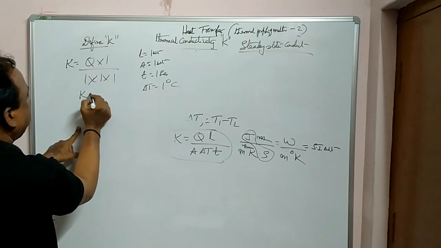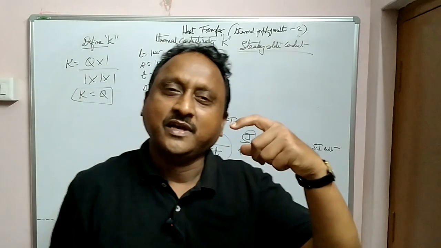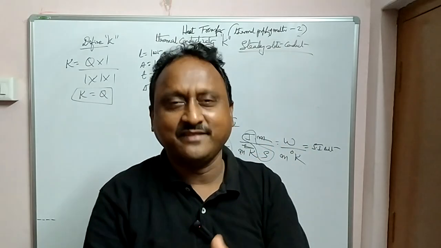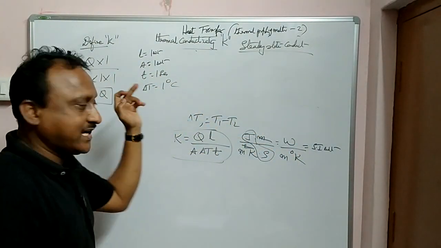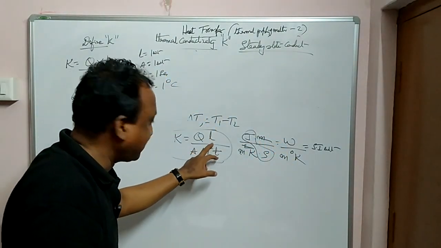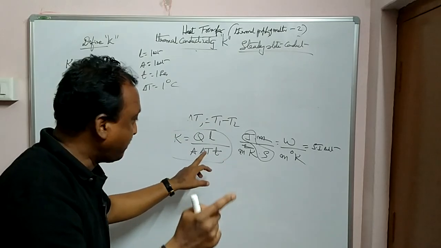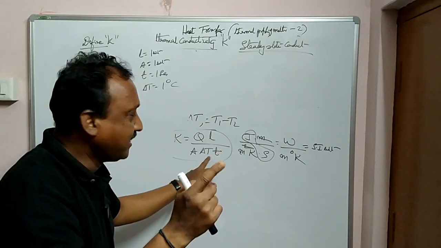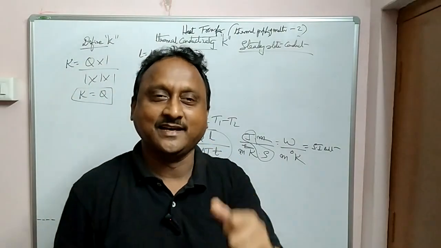What happened then? K is almost equal to Q. So K being equal to Q, what does it mean? The coefficient of thermal conductivity is that quantity of heat flowing in a conductor of length 1 unit, over an area of 1 unit, over a temperature difference of 1 degree centigrade, over a time of 1 second. This is how you define K.